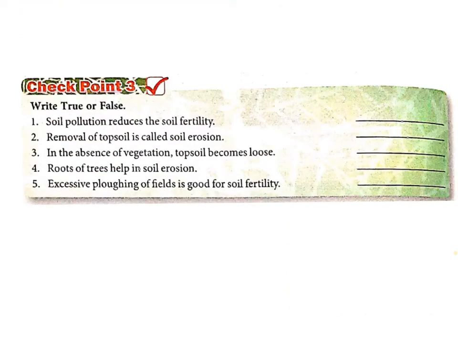Dear children, let's do the checkpoint 3. Write true or false. First, soil pollution reduces the soil fertility. Think and answer. And the answer is true. It is a true statement. The next question, removal of topsoil is called soil erosion. Yes, children, you all are correct. It is a true statement again.